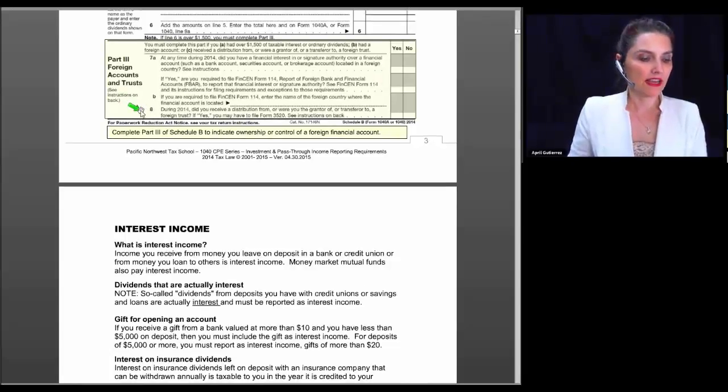And then finally, line 8, during 2014, did you receive a distribution from, or were you a grantor or a transferor to a foreign trust? And if the answer is yes, you may have to file 3520. Now, one of the oddball reasons why you might need to check yes to this box is if you took a distribution from, say, a foreign pension account during the year. That would be an example of a foreign trust.